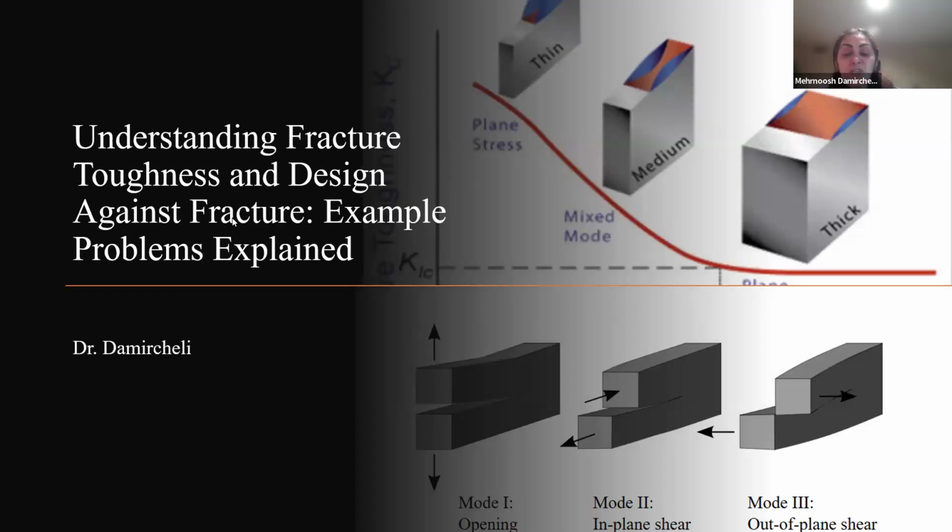Hello everyone. In this video, I'm going to explain two example problems related to fracture toughness and design to prevent fracture. We will discuss key concepts and equations such as fracture toughness, K1C, I will explain what the 1 is and what the C means, plane strain fracture toughness, and how engineers use these values to ensure that structural components will not fail under stress.